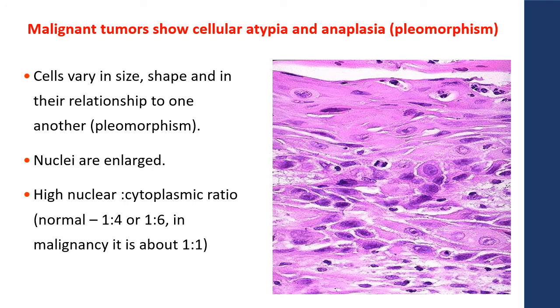First of all, the first criterion is pleomorphism. Pleomorphism: there is variability in size and shape of the tumor cells. The second, the nuclei are enlarged so that the nucleocytoplasmic ratio will be increased. The normal is 1:4 or 1:6, while in malignant tumors it may reach 1:1. Nucleocytoplasmic ratio means the size of the nucleus in relation to the size of cytoplasm.